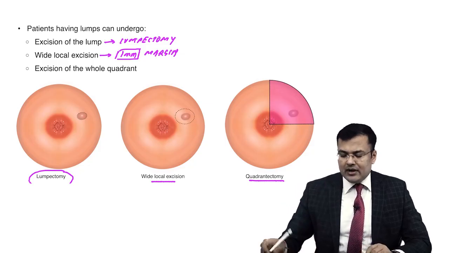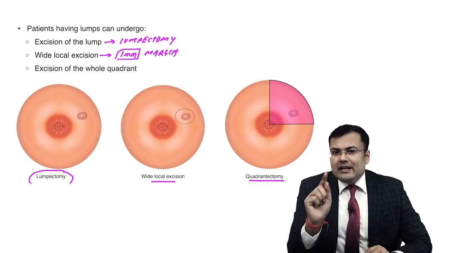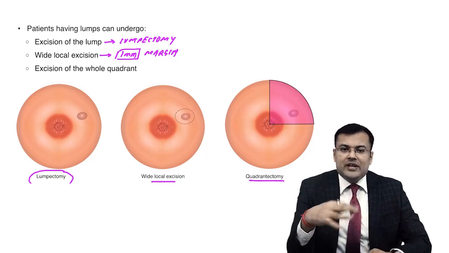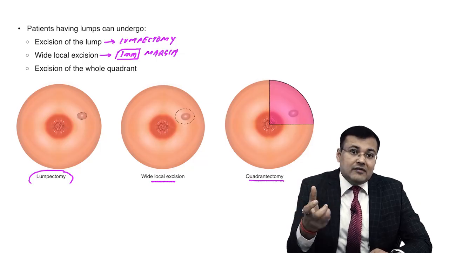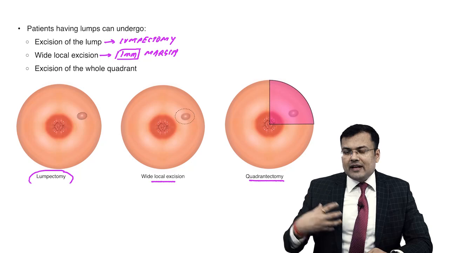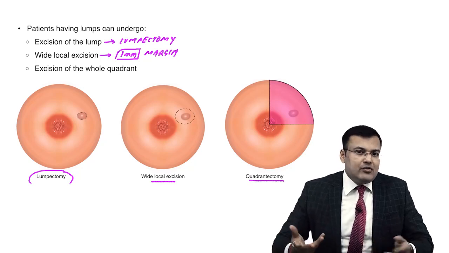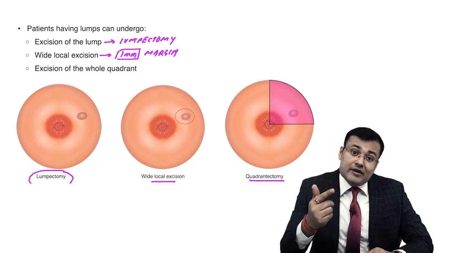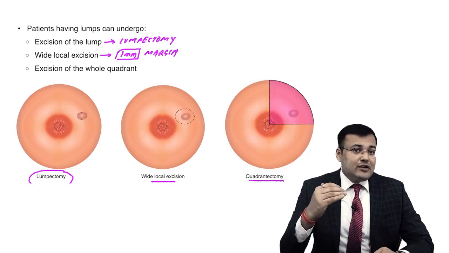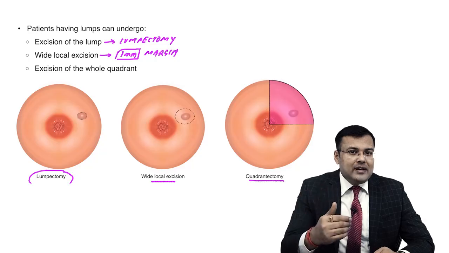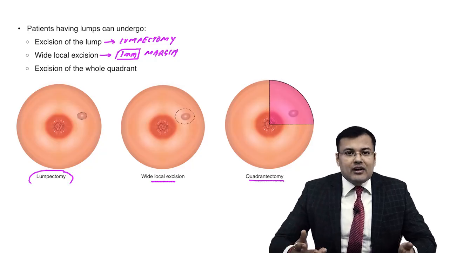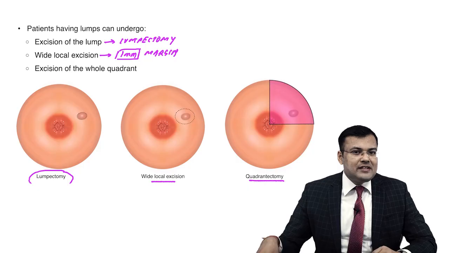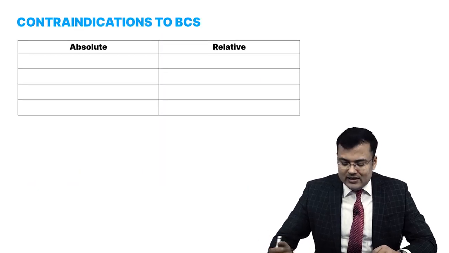What is the problem here? You have just removed the tumor and a little amount of breast tissue around the tumor, but the rest of the breast is left as such. It means these patients will have a high risk of recurrence, and to prevent it, in all patients of breast conservation surgery, you have to give radiotherapy. If there is a contraindication for radiotherapy, that will be a contraindication for breast conservation surgery. So what is the absolute contraindication for breast conservation surgery or radiotherapy? That is pregnancy.